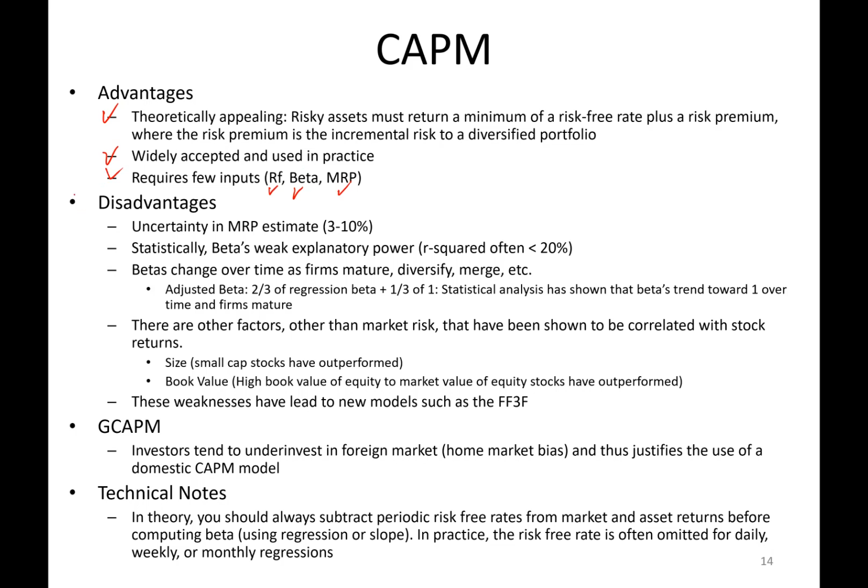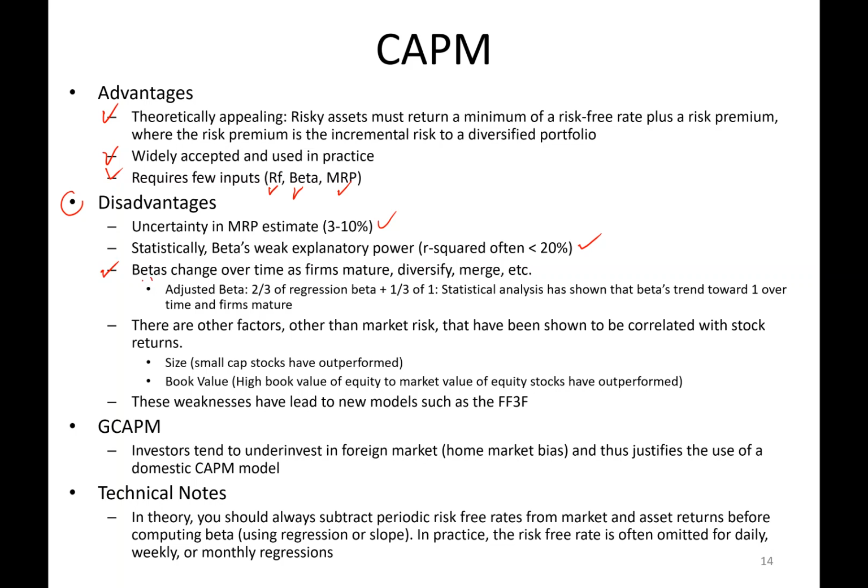Some disadvantages of using CAPM: first, the uncertainty in estimating the market risk premium. If I look at different periods of time, say different 20-year periods for the last 80 or 100 years, you can get market risk premiums easily from 3 to 10%. Also, as we saw when we calculated our R-squared, the beta's explanatory power is often very weak. Also, betas change over time. So if I look at Walmart, for example, last year versus 2 years versus 3 years ago, you might get betas anywhere from very close to 0 to over 1.